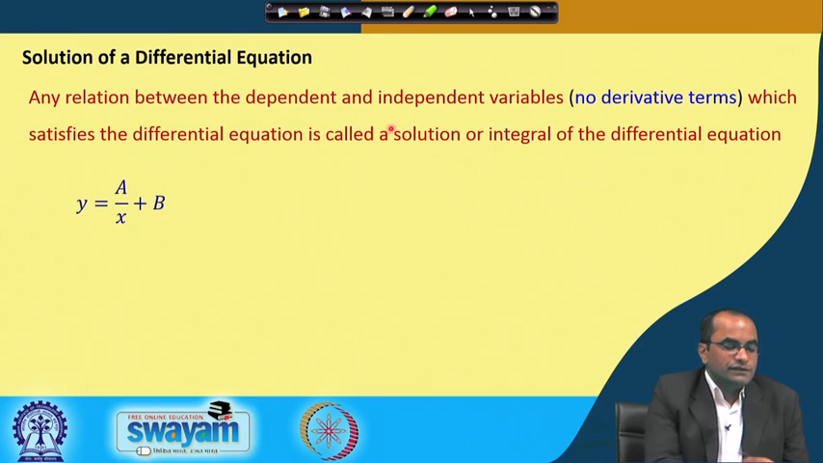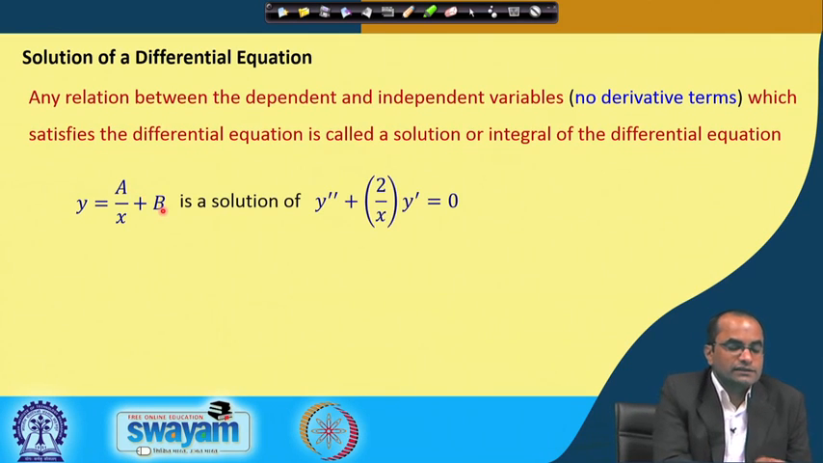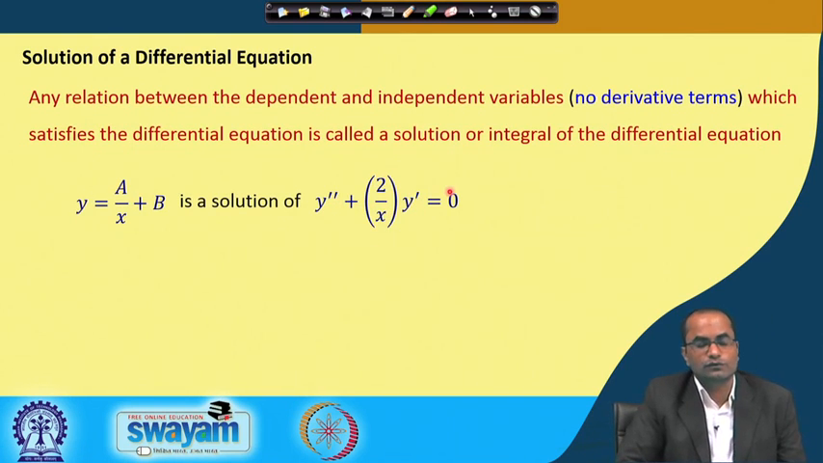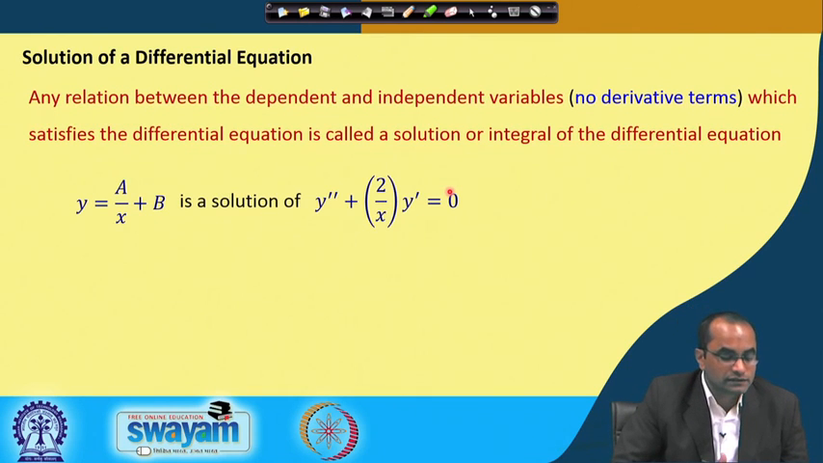For instance, we take this function, this relation between y and x with these two arbitrary constants. We can check that this is a solution of this differential equation, y double prime plus 2 over x y prime equal to 0. Why is this the solution?